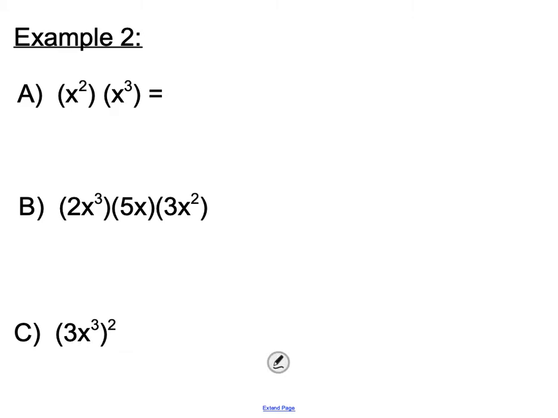So this one here, you've got two separate terms, and so to combine those, we're going to have to add the powers. So we get x to the 2 plus 3 power, which gives us x to the 5th.